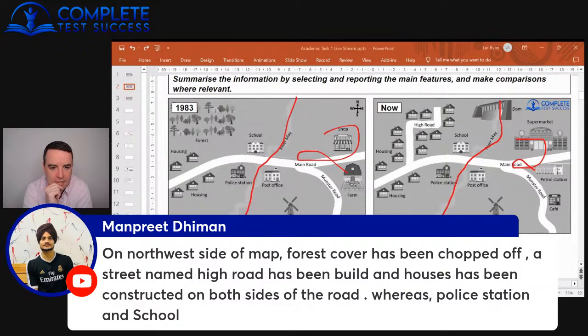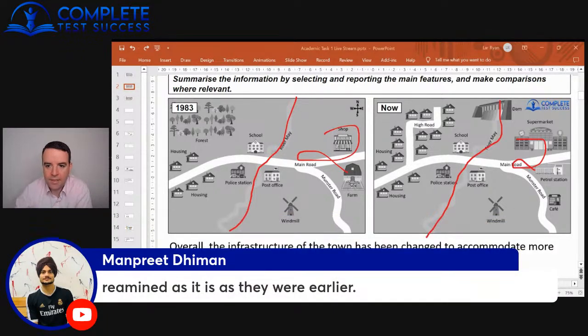Manpreet: on the northwest side of the map, the forest has been chopped down and a street named High Road has been built and houses have been constructed on both sides of the road. Very nice. Whereas the police station and school have remained as they were earlier.